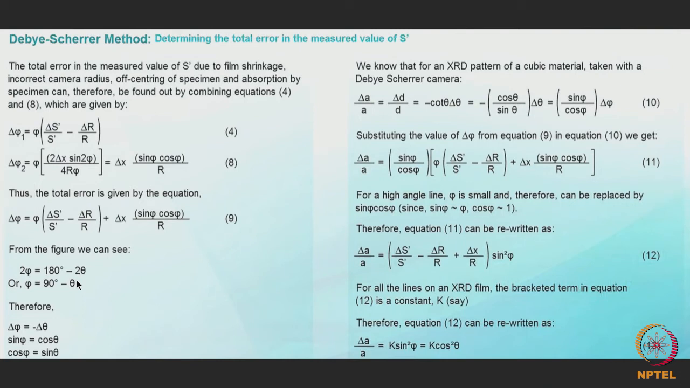Now, we already know that for an XRD pattern of a cubic material taken with a Debye-Scherrer camera, we can write delta A by A, that means error in the measurement of lattice parameter, is equal to delta D by D, error in the measurement of D, the interplanar distance, is equal to minus cotangent theta delta theta. So, this will be equal to minus cosine theta by sin theta delta theta, or will be equal to sin phi by cosine phi into delta phi.